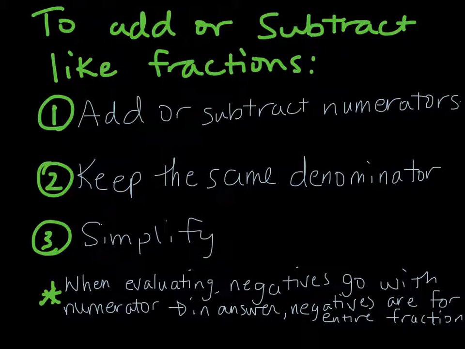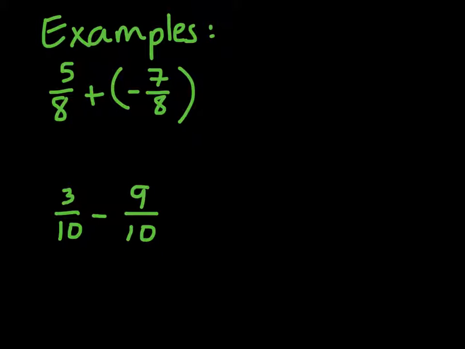All right, now if we're going to add or subtract like fractions, the first thing we're going to do is add or subtract their numerators, whatever our sign tells us to do. We're going to keep the same denominator, and then we're going to simplify. Something really important to remember is that when we are adding or subtracting, the negatives go with the numerator. But in the answer, that negative needs to come out of the numerator and go with the entire fraction if our answer is going to be a negative number. Let's look at some examples.